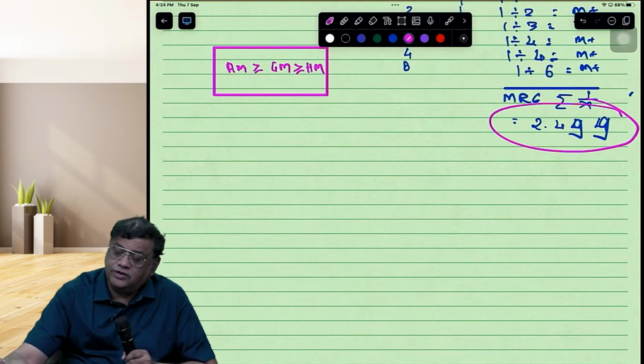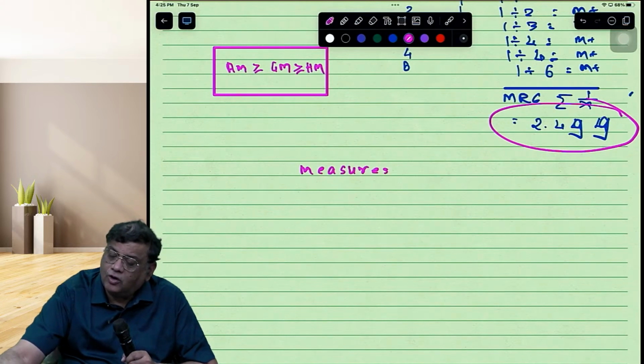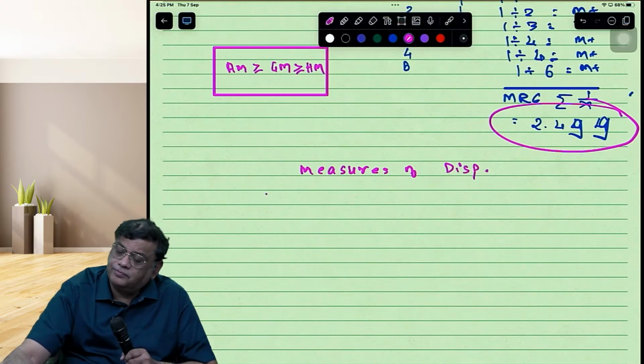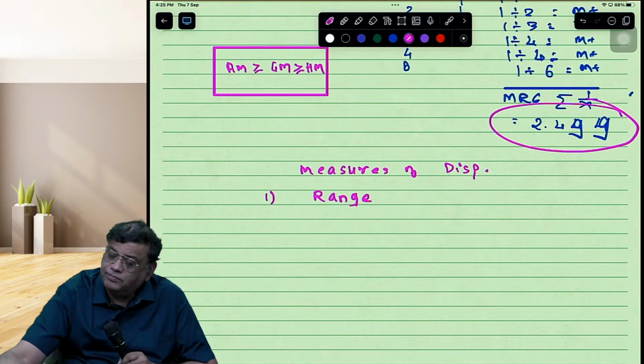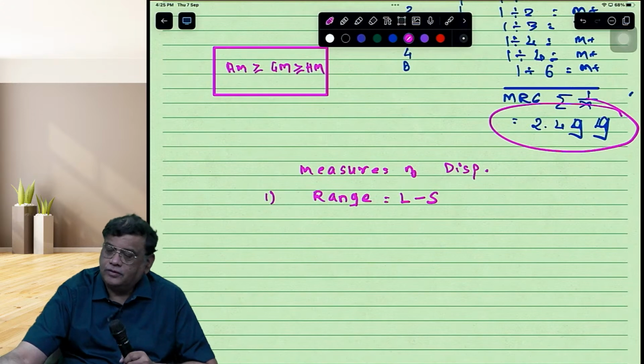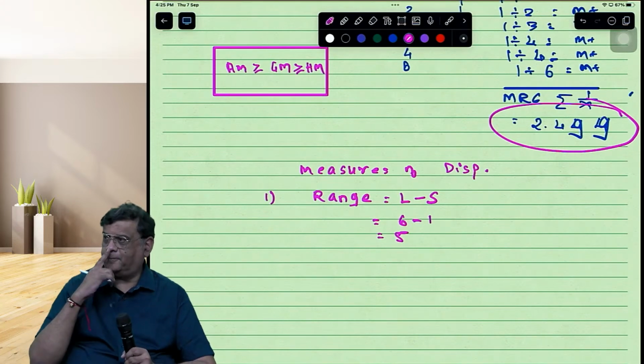तो फिर अभी मेरे तरफ देखो. I now proceed on to the measures of dispersion. And the first measure of dispersion is the range. And very simple, range is largest minus smallest. Now tell me, what was the largest observation? 6. What was the smallest observation? 1. So range is going to be 5.